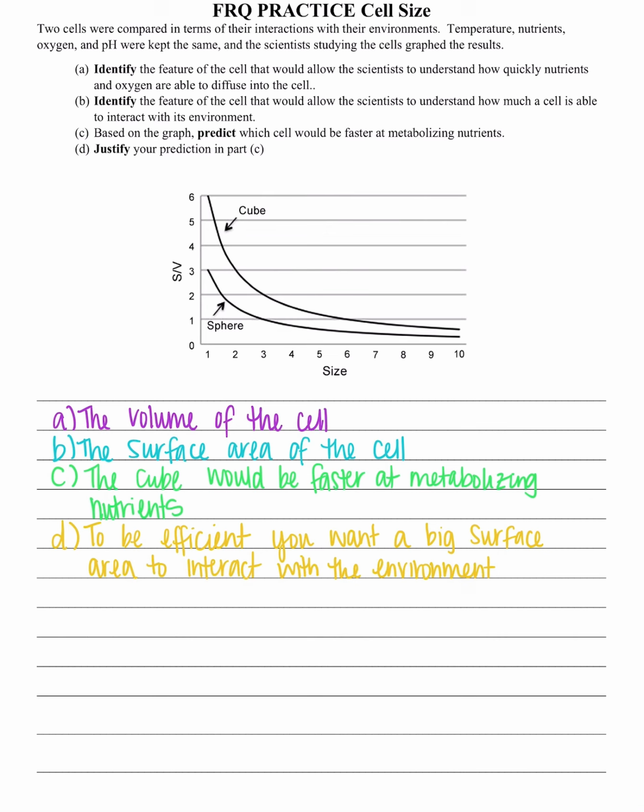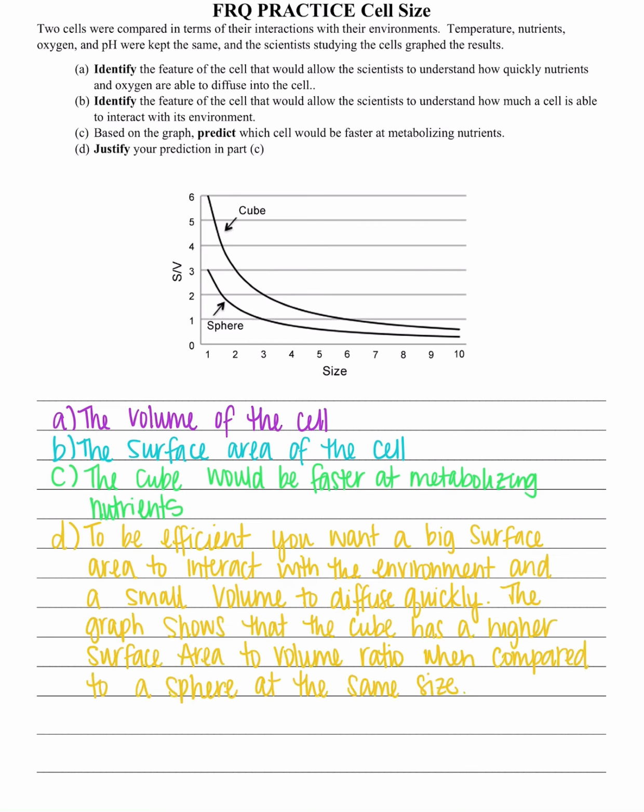The volume at the bottom we want to be smaller because we want it to travel quickly from the surface to the center, to diffuse quickly. So our surface area to volume ratio, to be more efficient, should be a bigger number. Looking at the graph, the cube has the bigger surface area to volume ratio at the same size of a sphere.